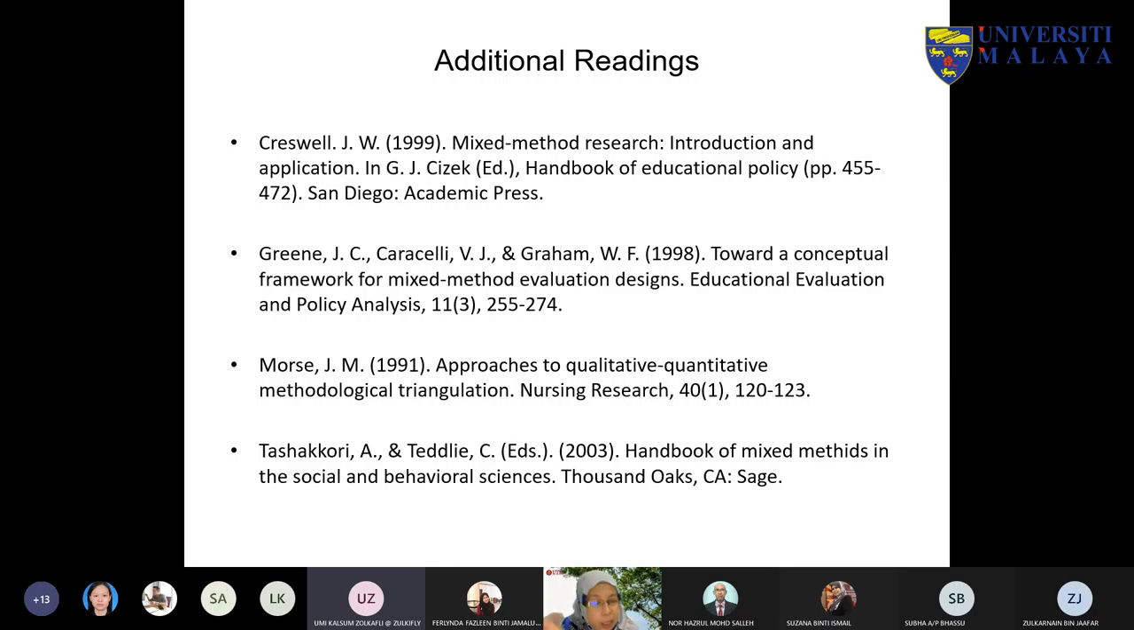Triangulation: we assume that one method might have some weakness. So by having another, we top up the weakness with the strength of the other method. So it can work under one particular objective, right? Say I would like to find out primary data for this objective, so I can adopt these two methods. Am I right?